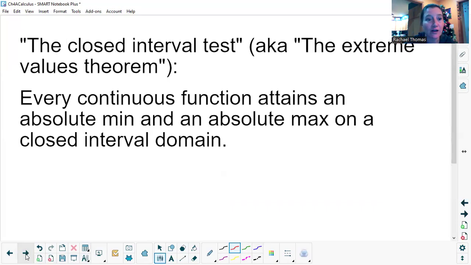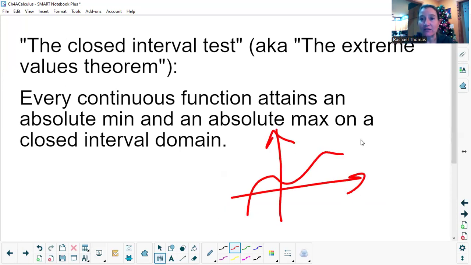I'm sure that I have another problem here. Let's look at a problem before I tell you how they're worded. The closed interval test, or the extreme value theorem, is an important theorem. It says that every continuous function attains an absolute min and an absolute max on its closed interval domain. So if I have any connected function, doesn't matter what it looks like at all, and I restrict the domain somehow, I say I only want to go from this point to this point, that guarantees that the function will have an absolute max and an absolute min.